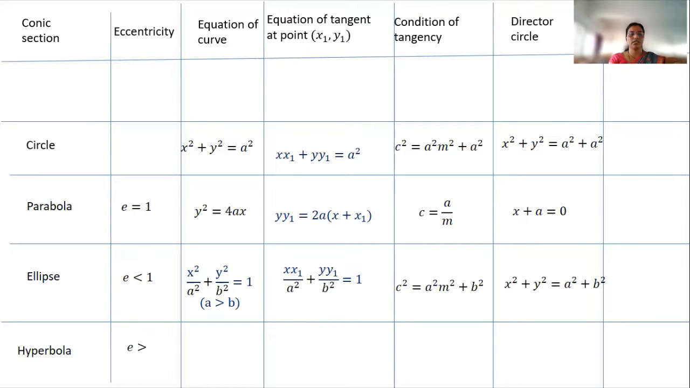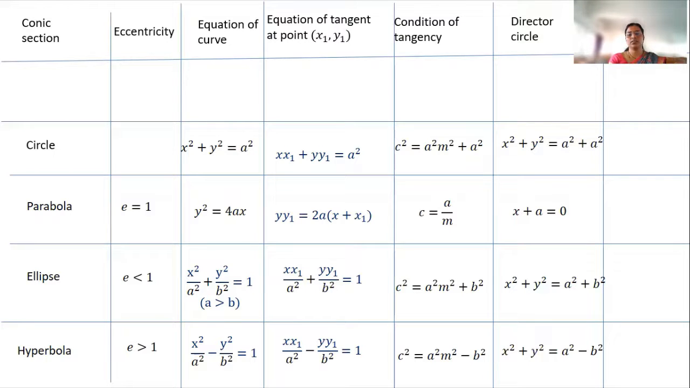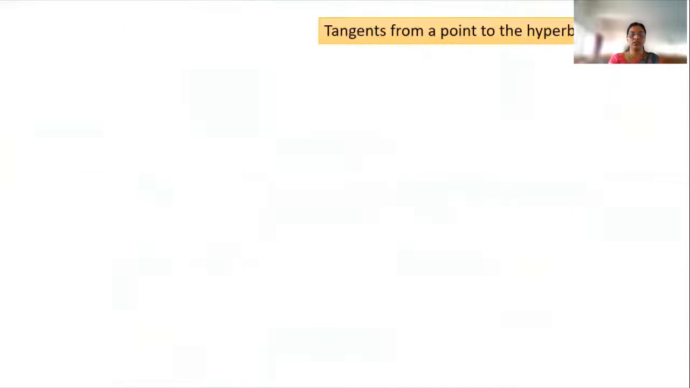Now for the hyperbola, eccentricity is greater than 1. And equation of the curve is x square upon a square minus y square upon b square is 1. Equation of the tangent at a point is xx1 upon a square minus yy1 upon b square is equal to 1. And condition for tangency is c square is equal to a square m square minus b square. And the equation of the director circle is x square plus y square is equal to a square minus b square.